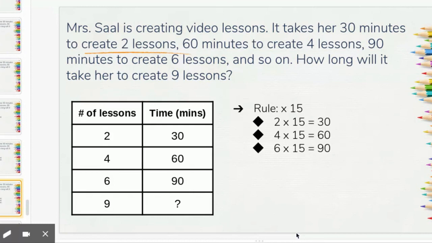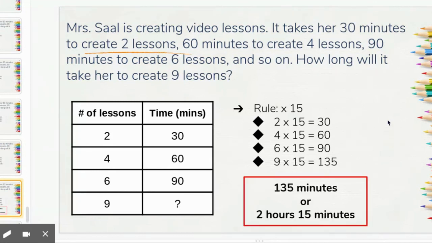So for the next number we can even jump up to 9. We don't have to do 8, like we would probably want to do, 8 times 15 to get 120, but we don't need to now that we know that times 15 is the rule. So if I take 9 and multiply that by 15, I get 135. So the answer to this problem is 135 minutes, or if you want to convert that into hours and minutes, that would be 2 hours and 15 minutes.